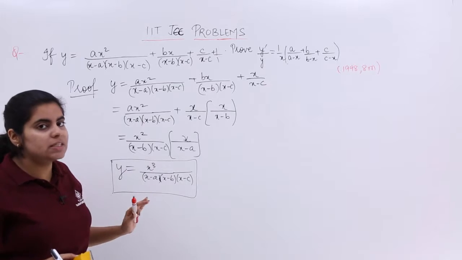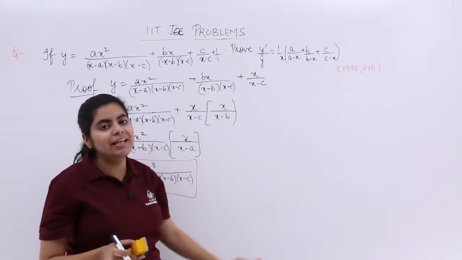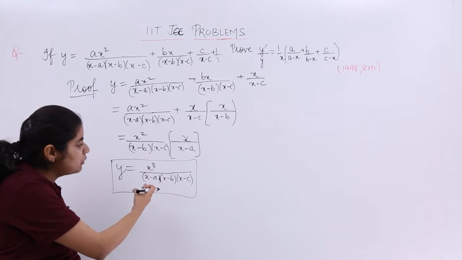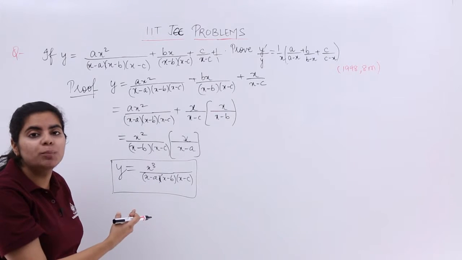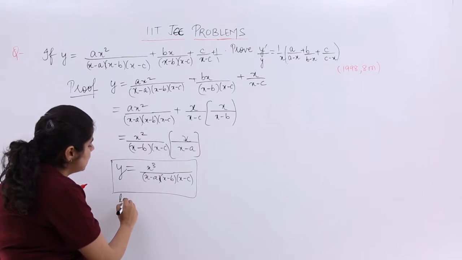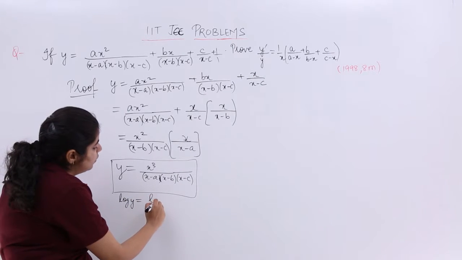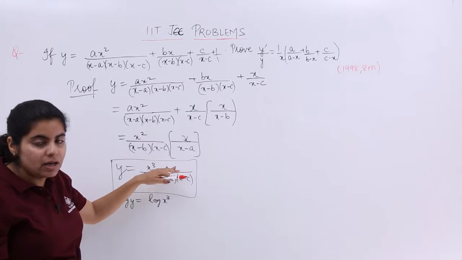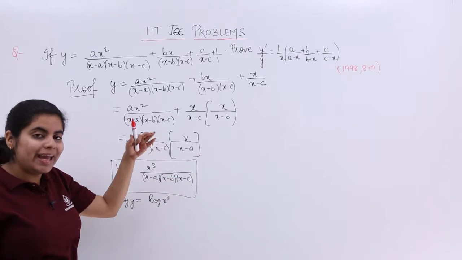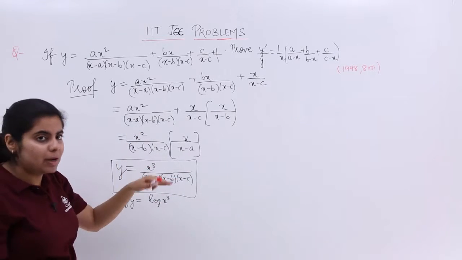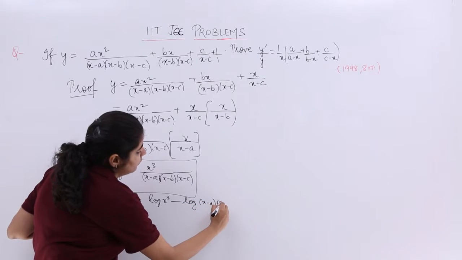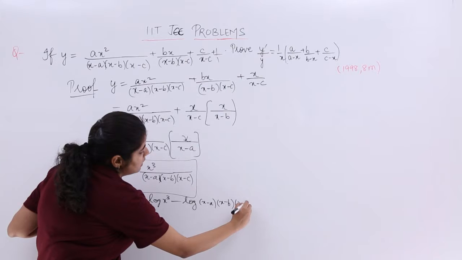Now, differentiation is required because we have y dash, and you already know that these type of questions cannot be differentiated directly. You need to take log both sides. So, taking log both sides, you have log y is equal to log x cube, which is the numerator part. About the denominator, log m upon n is equal to log m minus log n. So, it is minus log of x minus a, x minus b, x minus c.